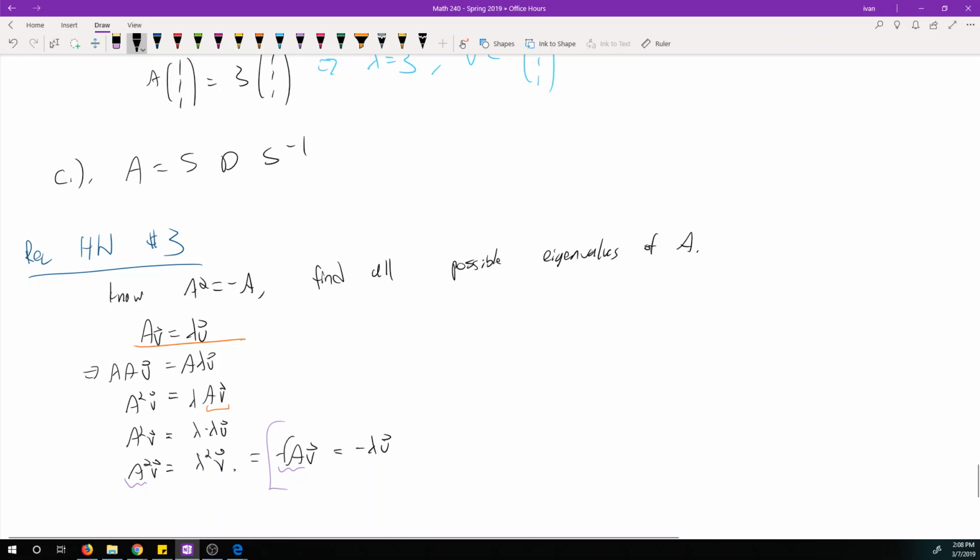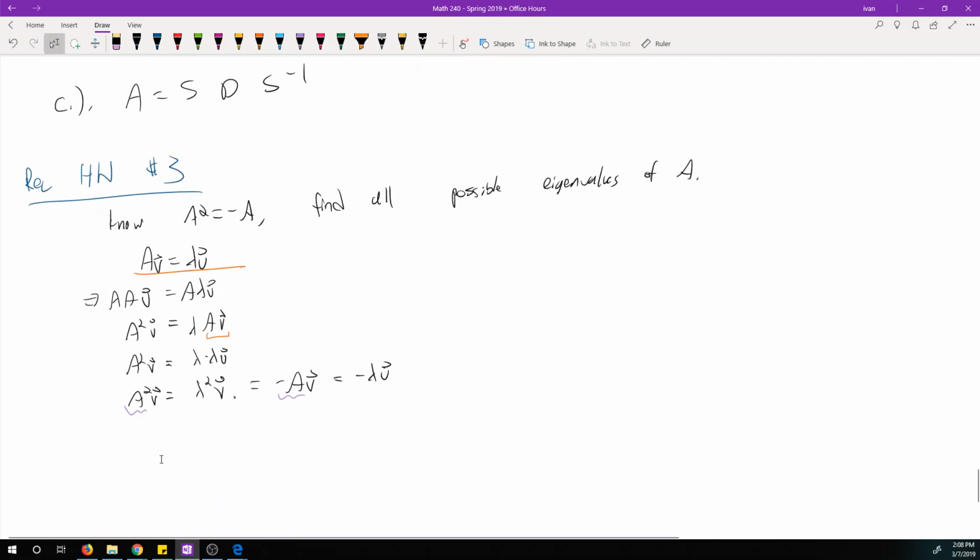Because you can just look at AV, that's lambda V, and then you put the negative sign out in front. So now you have A squared V is equal to lambda squared V, which is also equal to negative lambda V. So what we essentially have is the following relationship. Lambda squared V is equal to negative lambda V. Okay? And so what is that? Well, then you know that lambda squared is equal to negative lambda.